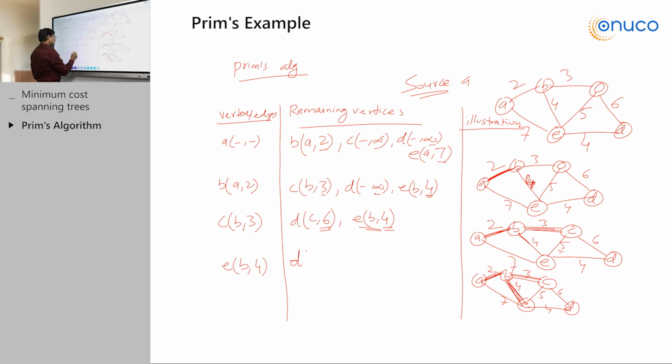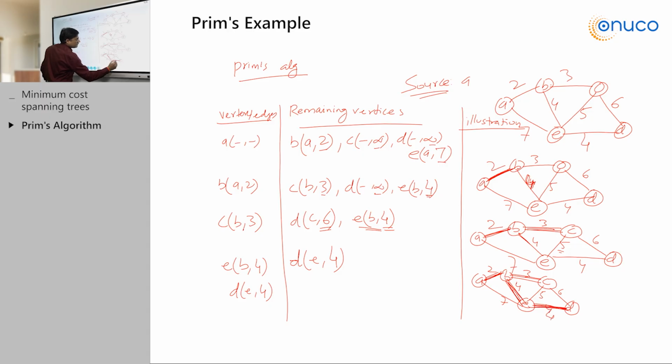D E comma 4. C to D was 6, E to D is 4. So we are going to update the value with the lesser value, 4. Hence we are going to select this D E comma 4. So this edge is selected, and in the next iteration we have selected this particular edge as well.